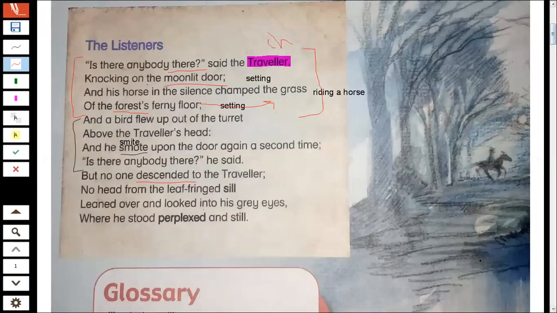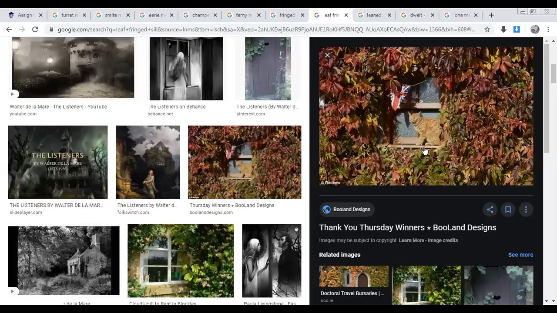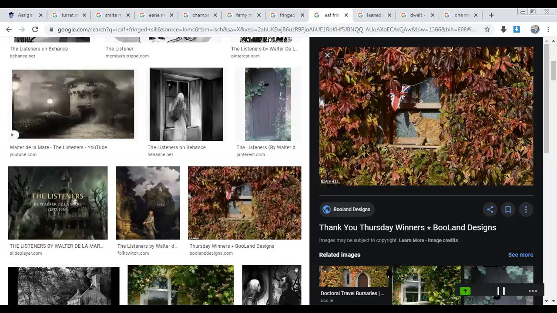Now, to better assist you here, I would show you what this looks like. This is a leaf fringed sill. It's a window that is mostly covered with leaves. It looks like that. So a leaf fringed sill is a window that is covered with leaves everywhere. Now, on what occasion would this happen? On what occasion would something like this happen normally? What do you think? That you have a window with that shape?